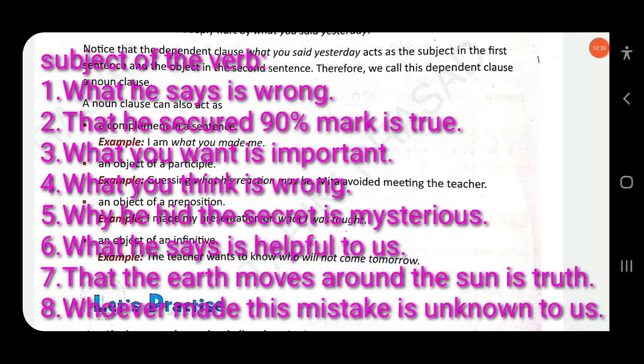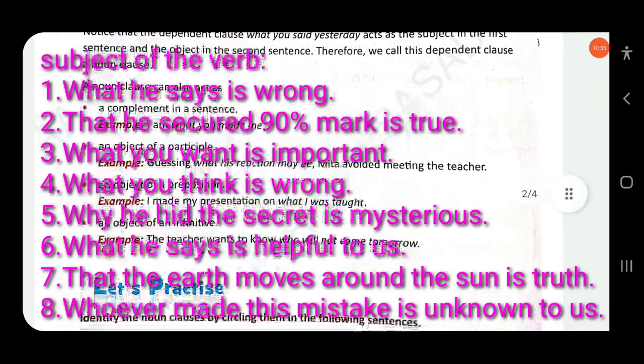Okay. Similarly, take another example, why he hid the secret is mysterious. What is mysterious? So why he hid the secret, this is a noun clause, and it functions as a subject in the sentence. Clear? Then similarly, take another example, what he says is helpful to us. What is helpful to us? What he says. Here what he says, this is noun clause, and it functions as a subject in the sentence.